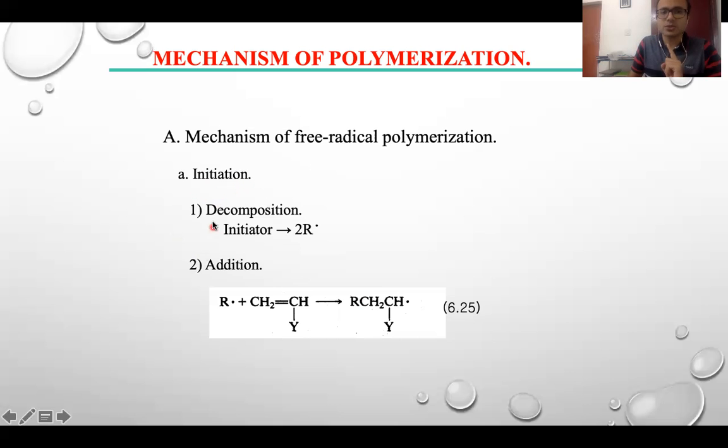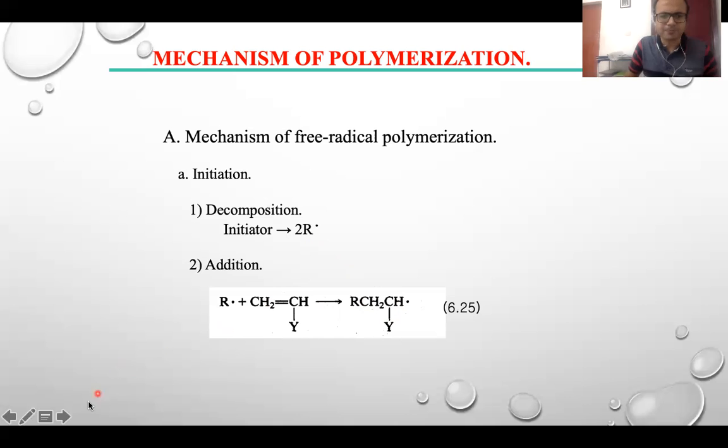The initiation involves the generation of a radical species from the free radical initiator, and this radical species activates the monomer by reaction to form an initiator monomer radical. So this is called the initiator monomer radical. This particular reaction is pretty easy to understand.